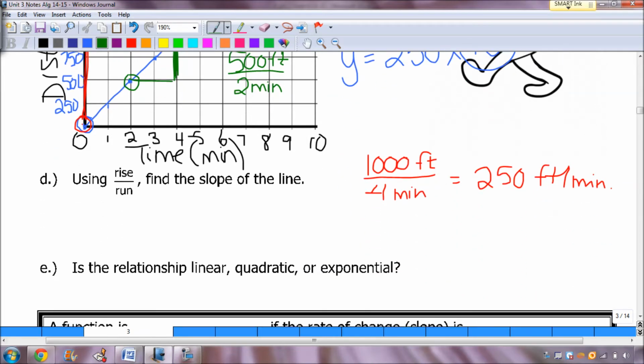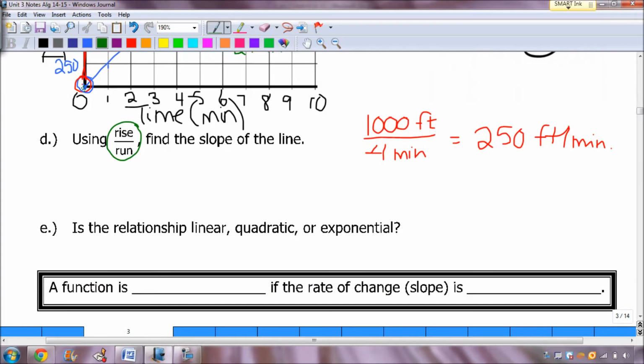So just so that you guys know, slope and constant of proportionality are very similar, except the constant of proportionality means you're always starting at 0. Your y-intercept is 0. With slope, it means your y-intercept could be anything you want it to be, but it's always going to be the rise over the run. How much it went up by, how much it went over by.